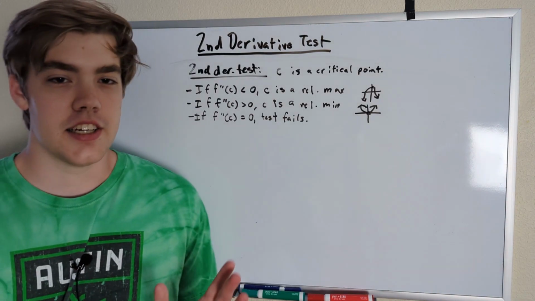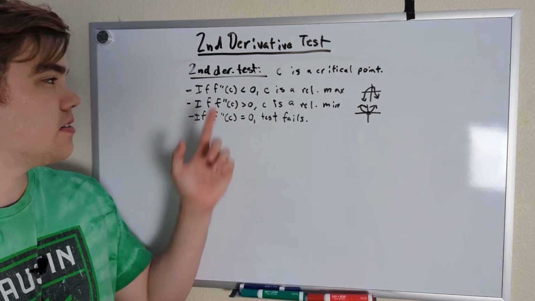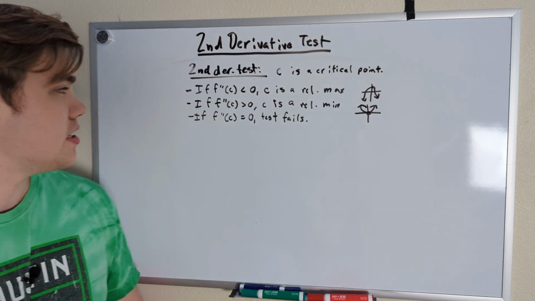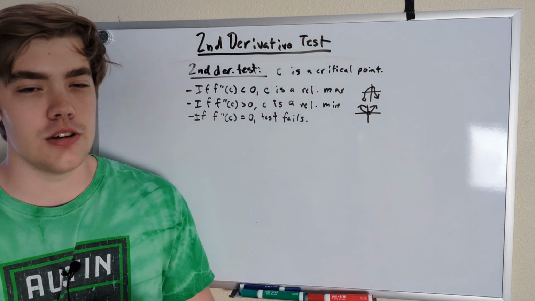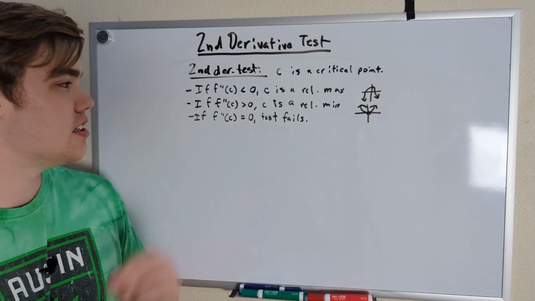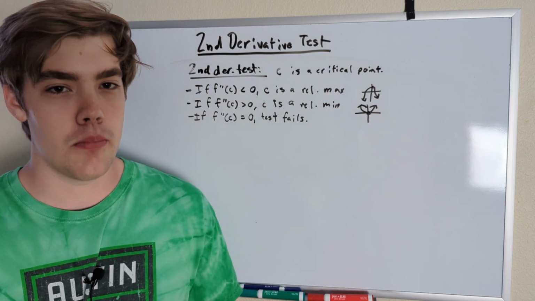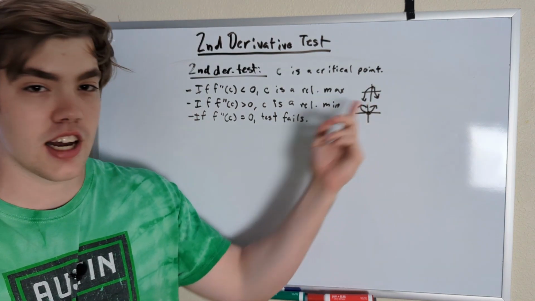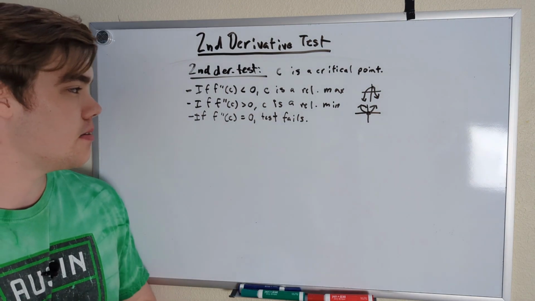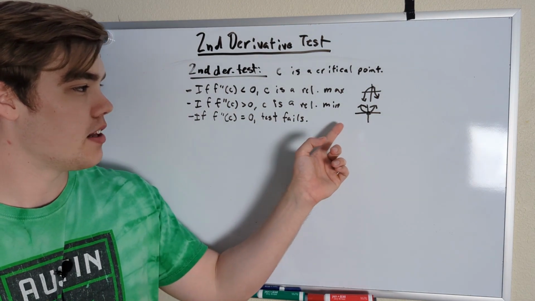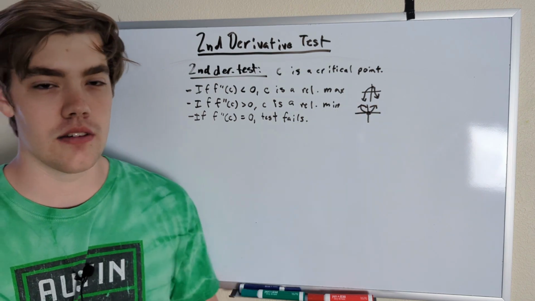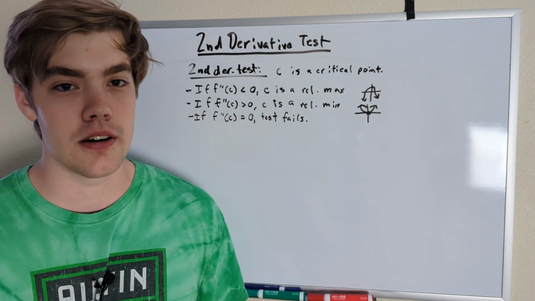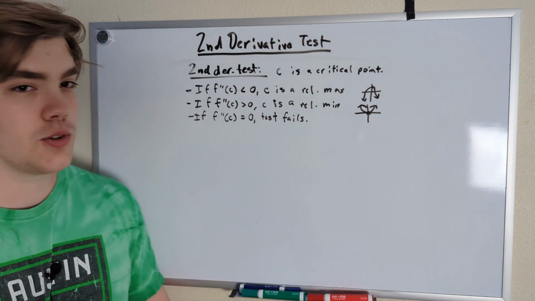So let's talk about the second derivative test itself. The second derivative test states that c is a critical point. And if f double prime of c, aka you plug in c to your function, is greater than 0, c is a relative minimum, aka the bottom of a curve. Kind of like just x squared. If f double prime of c is less than 0, c is a relative maximum. So it's the top of a curve, kind of like this little graph here. And if f double prime of c equals 0, the test fails.